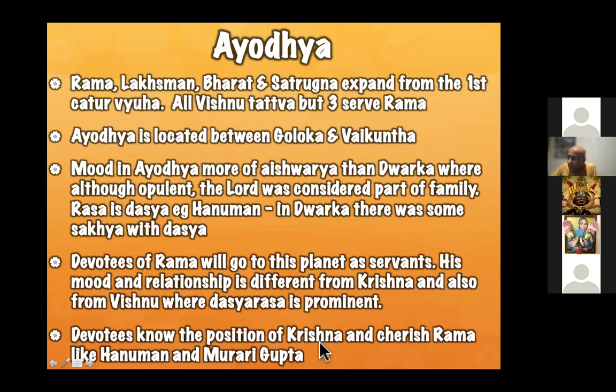Devotees know the position of Krishna and cherish Ram, like Hanuman and Murari Gupta. So these are fantastic examples of devotees of Ramachandra. They know what the position of Krishna is. I don't know this story very well, but I just know a little remnant of it, that at one point Hanuman was taken before Krishna and he saluted the Lord, but he said, Ram is my Ishtadev. But the example of Murari Gupta is a little bit more prominent in my mind.